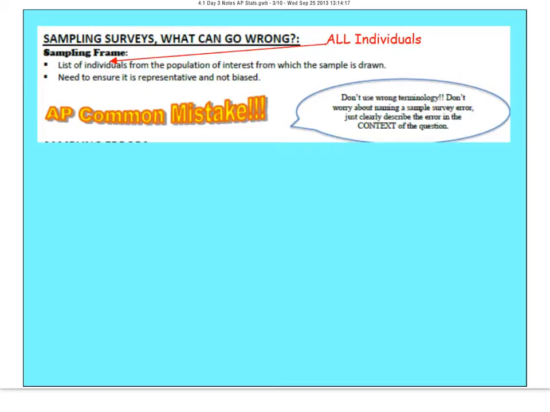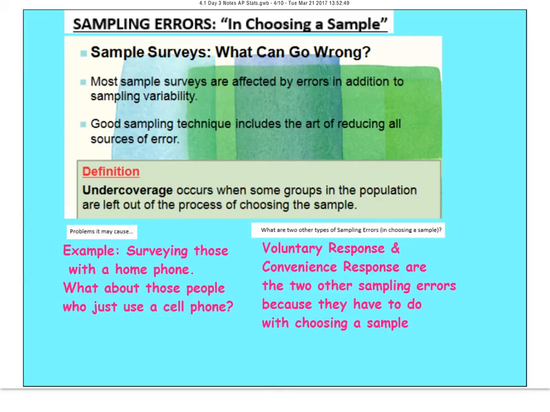So after you've decided on one of the three ways to sample, should you do the SRS, the stratified, or the cluster, you also need to keep in mind some of the sampling errors that could go wrong and non-sampling errors. So let's first talk about the sampling errors. We've already talked about the two types of sampling methods that can happen in how you choose a sample. We're either going to do the voluntary response or the convenience sample. These are errors in how you designed your sample, so keep that in mind.